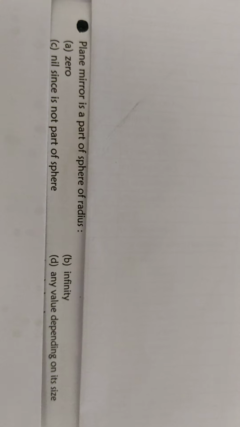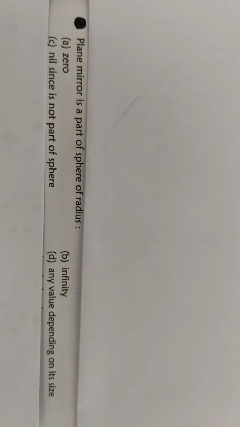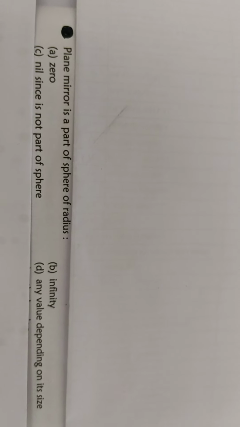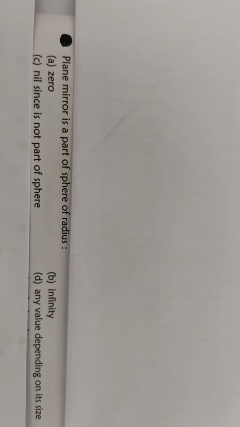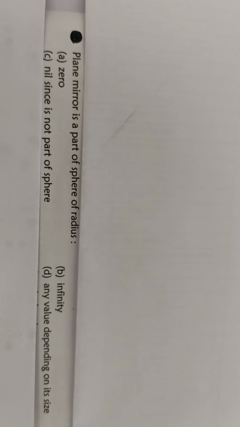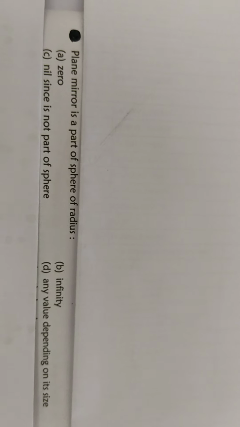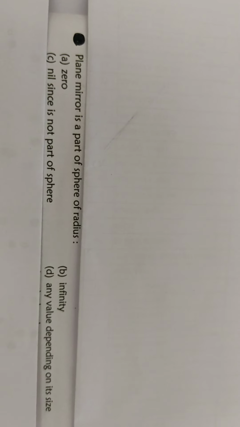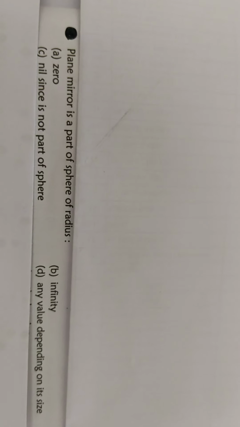So if focus lies at infinity, obviously C, meaning center of curvature, also lies at infinity, which is still behind the focus on the other side. So definitely plane mirror is a part of a sphere of radius infinity. So again, we'll choose the option B here. And radius of curvature, if we say, it is plus infinity by using the sign convention.